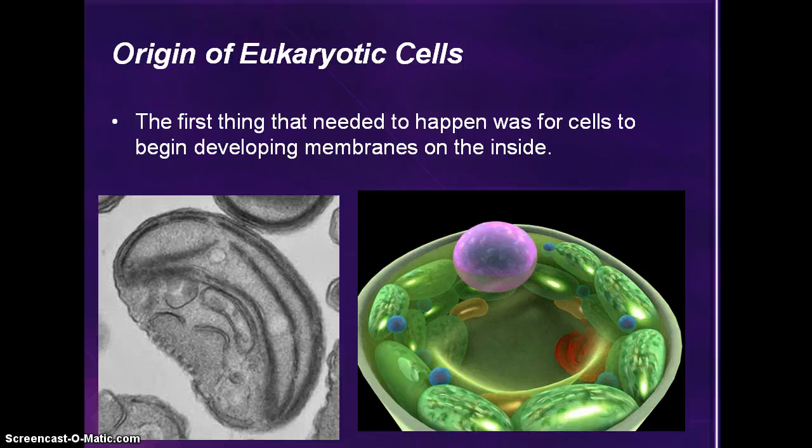Eukaryotic cells are a little bit different. They require membranes on the inside, not just on the outside. And you can see in here you've got chloroplasts. Chloroplasts are very closely related to those archaea we were talking about that could do photosynthesis. There are also things called cyanobacteria, which are very similar to chloroplasts.